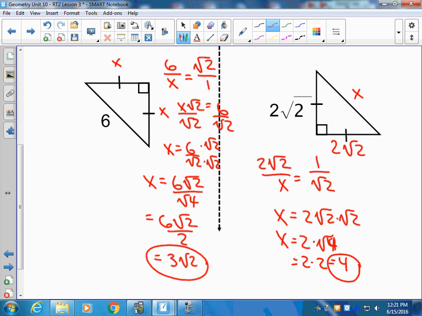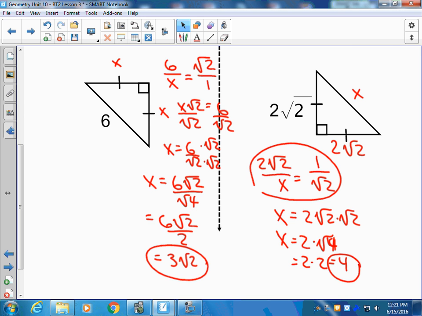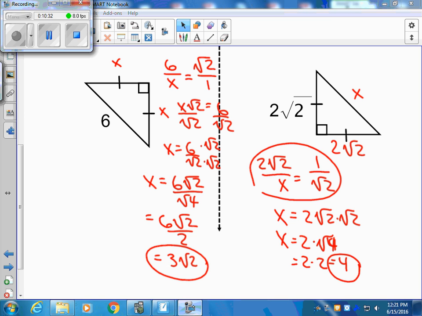So sometimes these problems work out nice and neat, nice and clean. Okay, but one thing that I would always suggest is, set up your proportion, because proportions are one of the most used skills in all of geometry. So it's an enduring skill that we can use to help make our life a little bit easier.